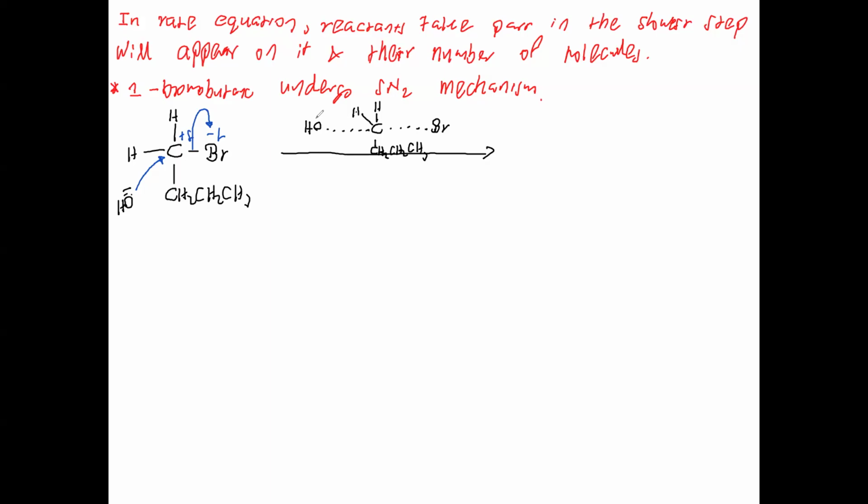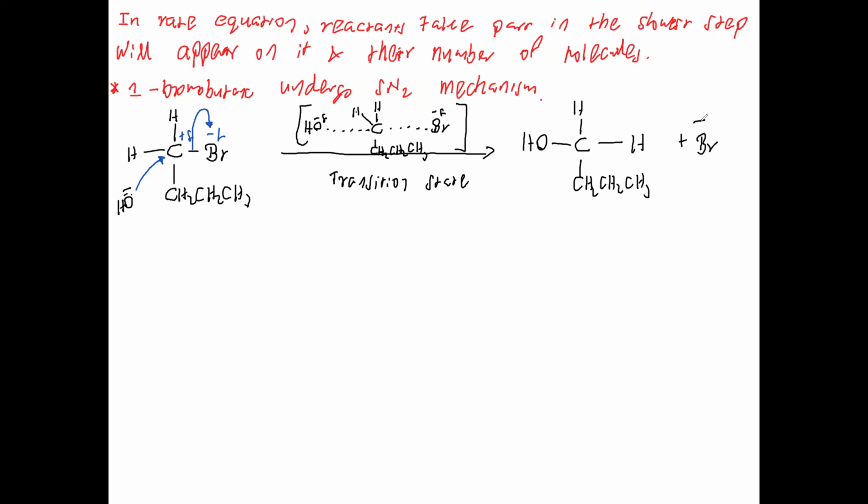This is transition state, somewhere in the middle. And you can see that the minus charge on the oxygen atom is disappearing. Minus charge on the bromine atom is appearing. This is what you call transition state. So because of this transition state, you then get the product. You get carbon, hydrogen, hydrogen, OH, CH2, CH2, CH3, then bromine has come out, right?